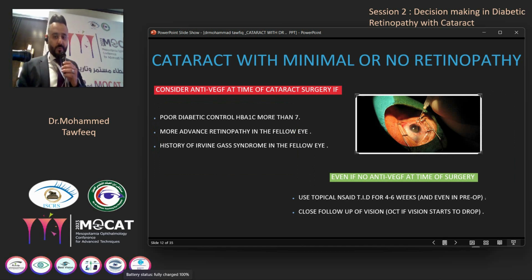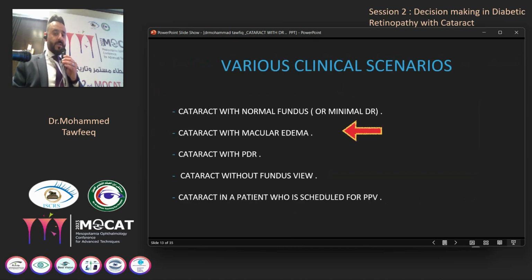So what I have to do in this case is either consider anti-VEGF at the time of cataract surgery, يعني anti-VEGF phaco injection, إذا كان عندي poor HbA1c control, if I have more advanced retinopathy in the fellow eye, or I have a history of Irvine-Gass in the previous eye. Even if no anti-VEGF at the time of surgery, ممكن نستخدم the topical non-steroidal. Usually I prescribe it for the first week before the surgery and continue for 4 weeks after surgery. And of course, close follow-up by OCT as early as possible.